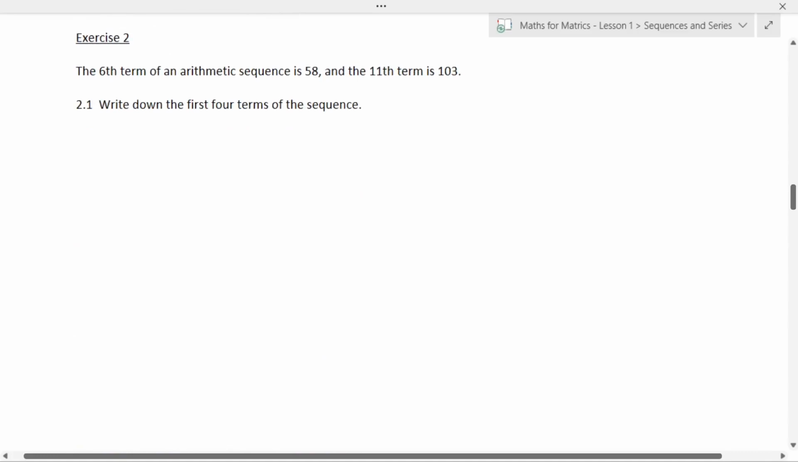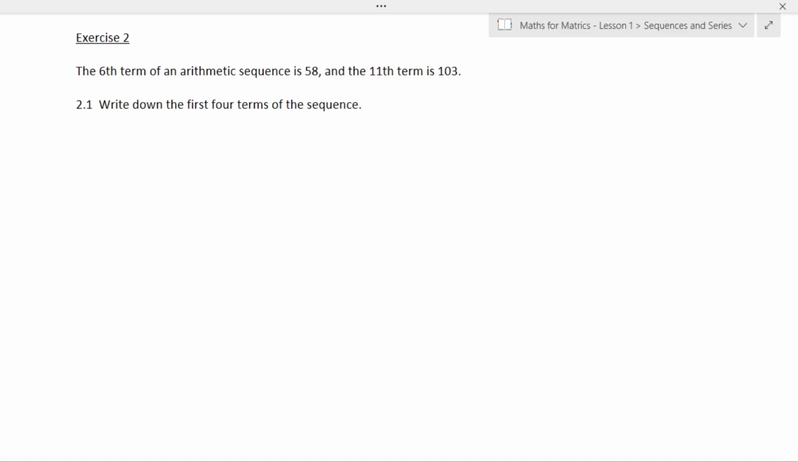Exercise number 2. The sixth term of an arithmetic sequence is 58, and the 11th term is 103. 2.1. Write down the first 4 terms of the sequence. We know from the general term that the coefficient of d is equivalent to the term number minus 1. Therefore, the sixth term, T6, is equal to a plus 5d. We are told that the sixth term of the sequence is 58. So, we can go ahead and substitute the value of T6, 58, into our equation, and call it equation number 1.